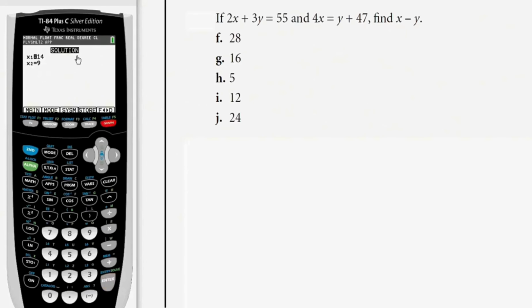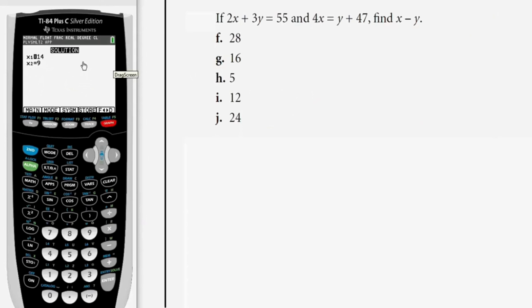Alright, so it has solved it fast. x is 14 and y is 9. Alright, so x1 is representing x on this calculator, x2 is representing y. Alright, so take note of these guys.